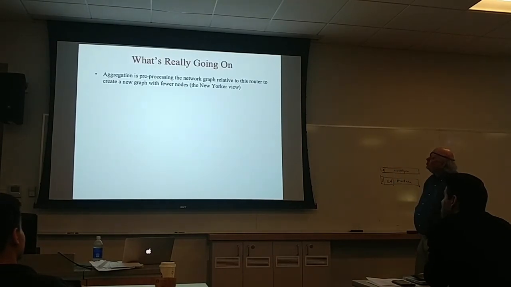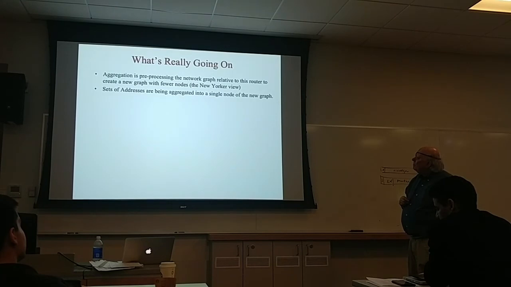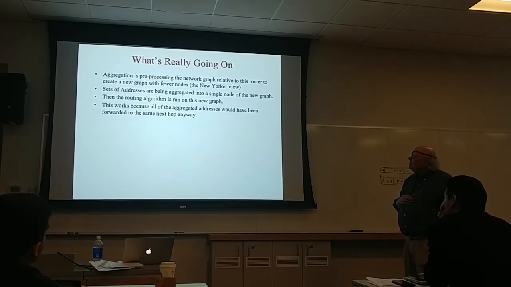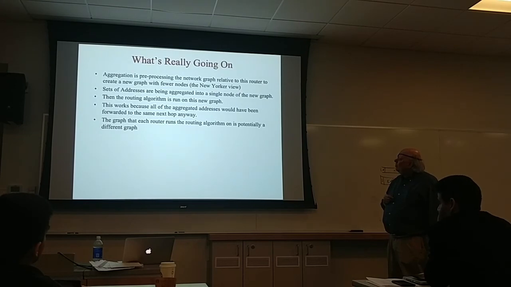So aggregation is pre-processing the network graph relative to this router to create a new graph with fewer nodes. Sets of addresses are being aggregated into a single node in the new graph. The routing algorithm is then run on this new graph. This works because all the aggregated addresses would have been forwarded to the same next hop anyway. The graph that each router runs the routing algorithm on is potentially a different graph.